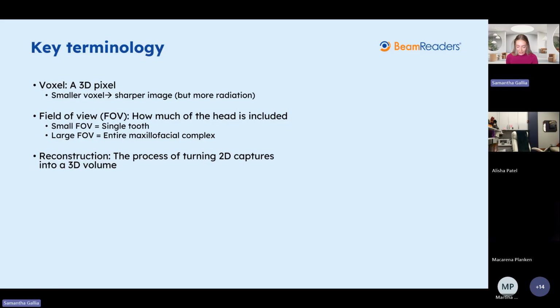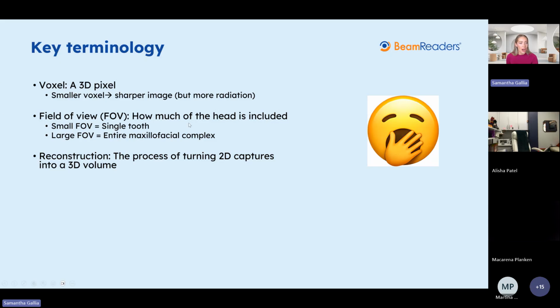All right, a little bit of key terminology. I promise this is the last boring slide. So we've got a voxel. A voxel is a 3D pixel. And the important thing to know is that a smaller voxel means a sharper image, but more radiation. We'll touch more on this later.